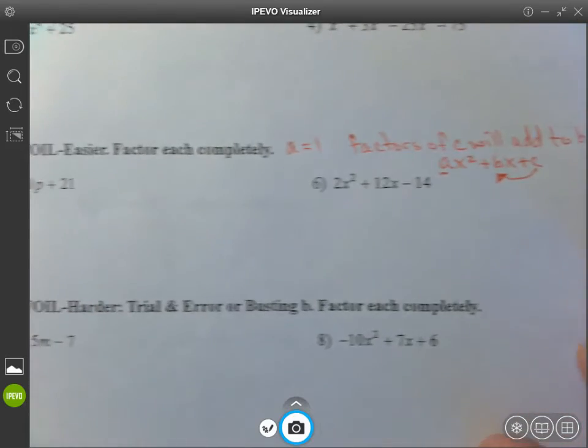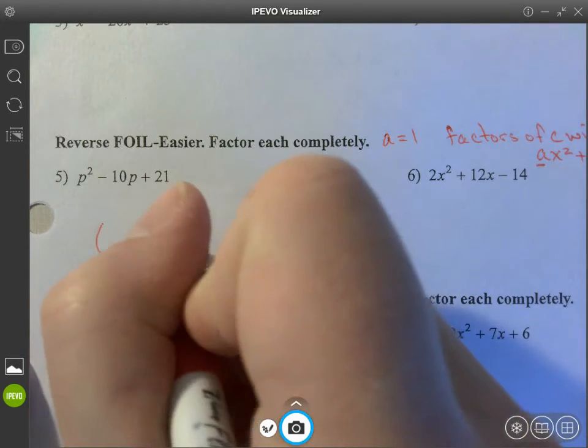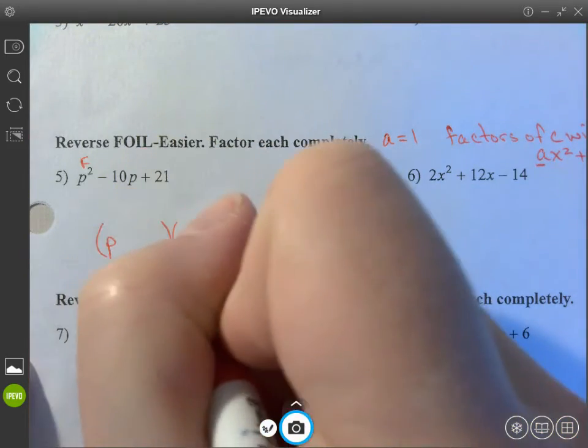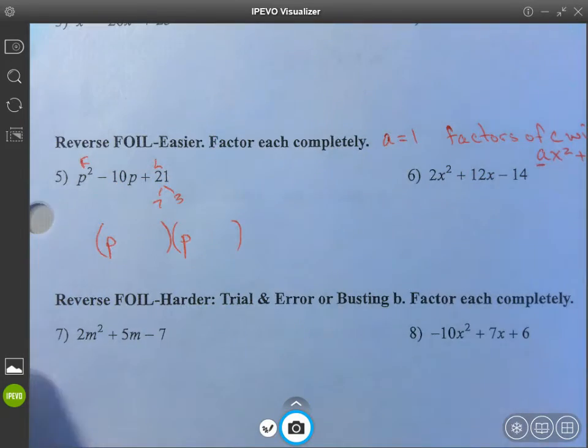So now that we've got that, I'm going to drop right into reverse FOIL. I still need to check it, but I don't have to work too hard. So my first term, p times p. My last term, I was thinking of 7 and 3. 7 times 3 is 21, but I needed to add up to what?